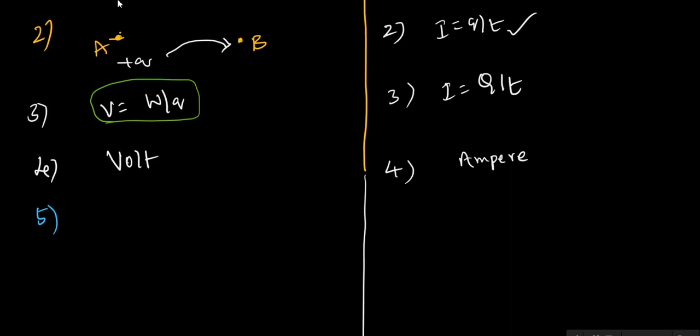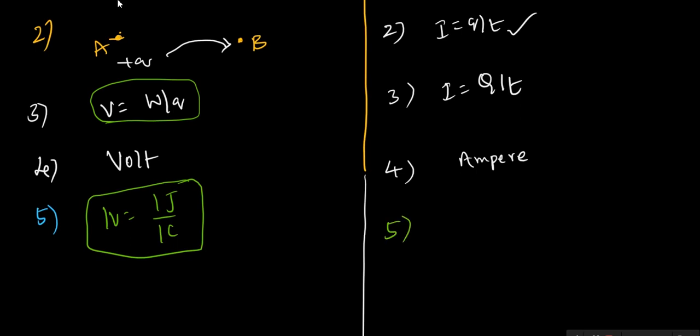So 1 joule of work done to move a charge of 1 coulomb, for that we can define 1 volt. So 1 joule of work is done to move a charge of 1 coulomb, that is 1 volt.